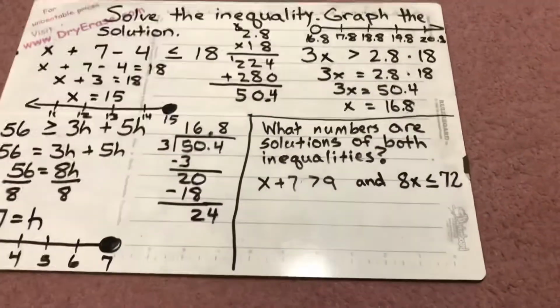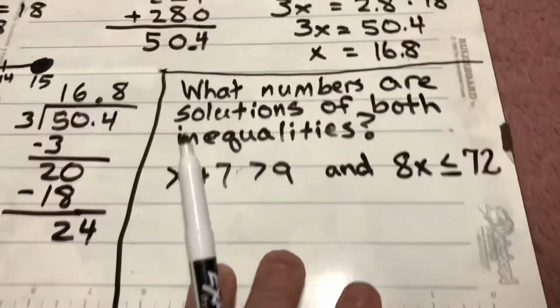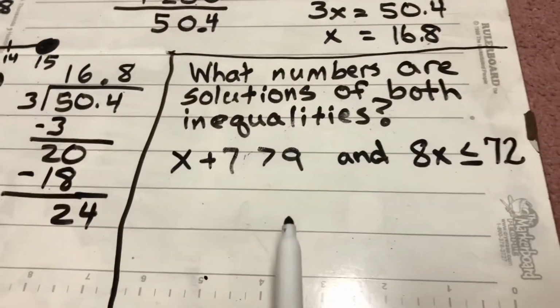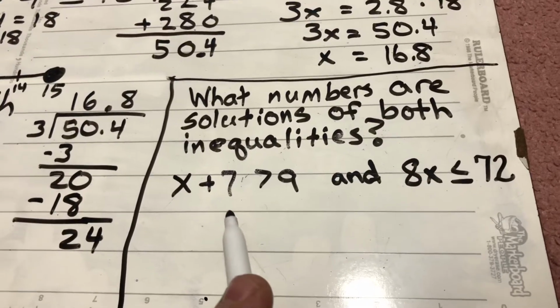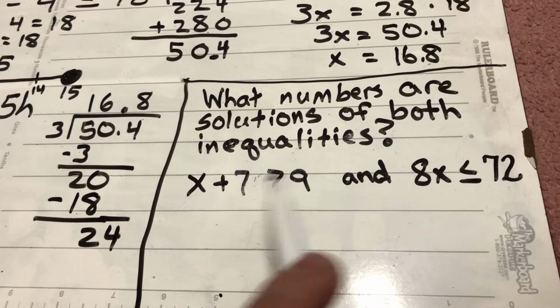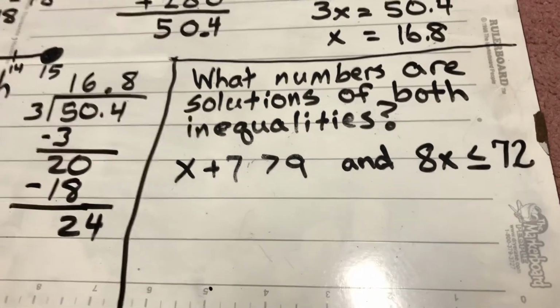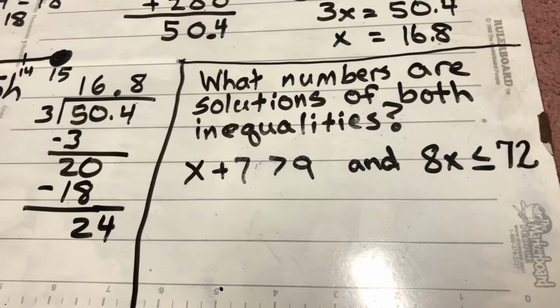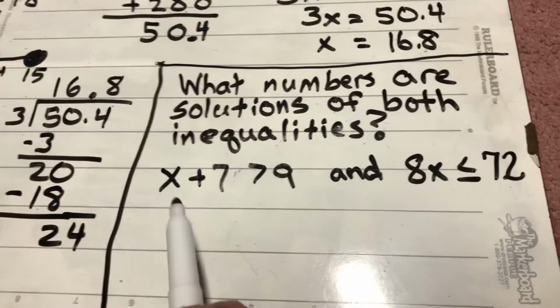All right, last part. What numbers are solutions of both inequalities? And we're going to do one example here. You're going to get a section that's going to give you two inequalities. You're going to have to solve them both. You're going to have to figure out what numbers they are. Now, you don't necessarily need to graph it. You just need to figure out what numbers actually fit.